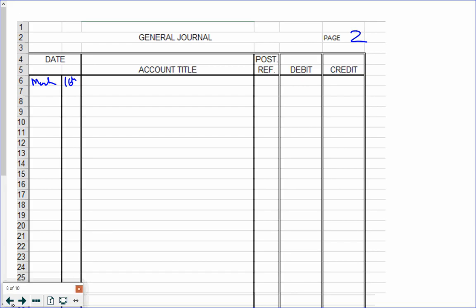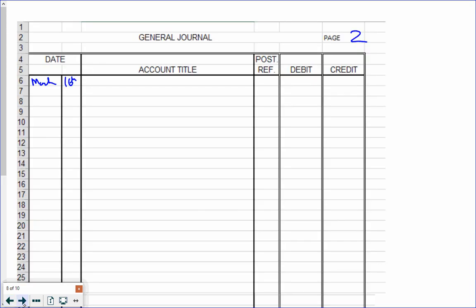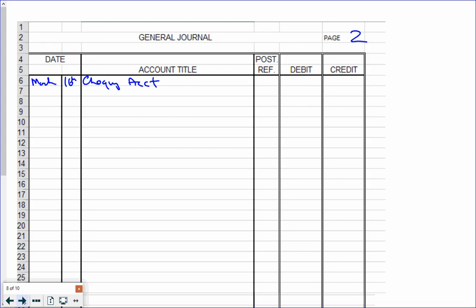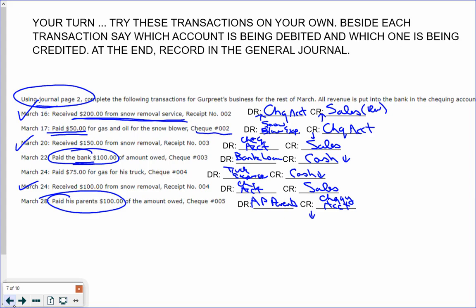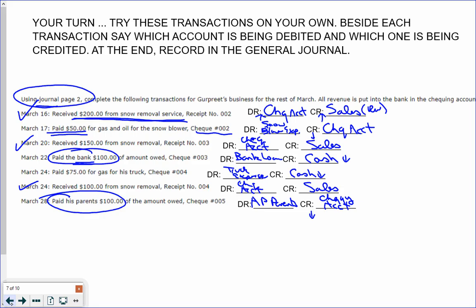So again, do the debit first. So we're debiting checking account. Don't shorthand, I'm just feeling lazy. And we're crediting sales. So again, just indent that. It is $200. And the source document is receipt number 002.